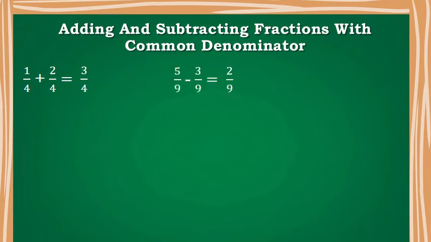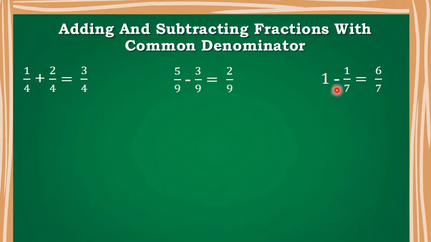Another one, 5 over 9 minus 3 over 9. Okay, same denominator, 9, will be out. So I make subtraction. 5 minus 3 will be 2. Another one, 1 minus 1 over 7. Okay, equals 6 over 7.